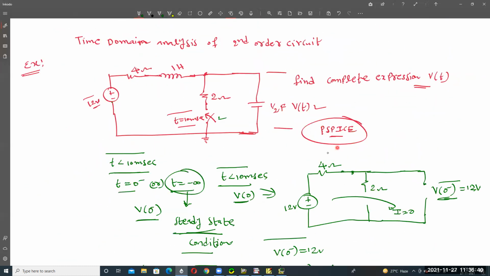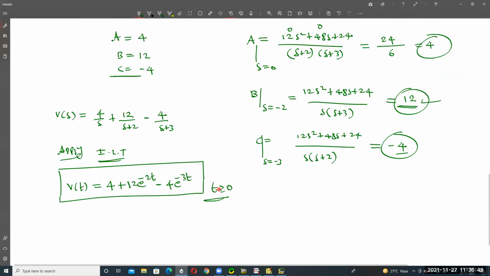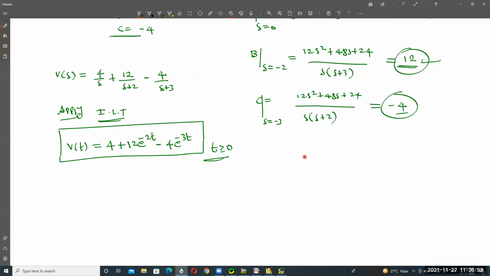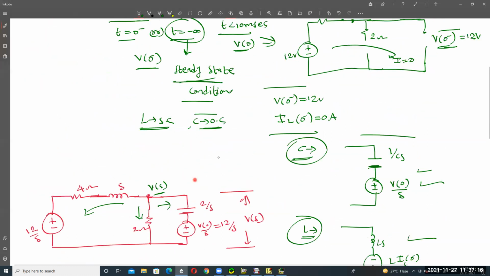V of t. This expression can be verified by using PSpice. At t is equal to 0, that means initial conditions, what is the voltage? 4 plus 12 minus 4, that means 12 volts. This is the voltage across the capacitor at t is equal to 0, initially.